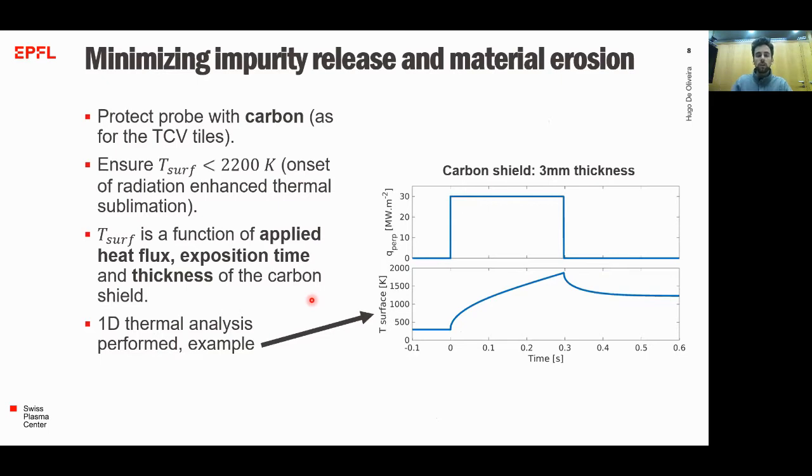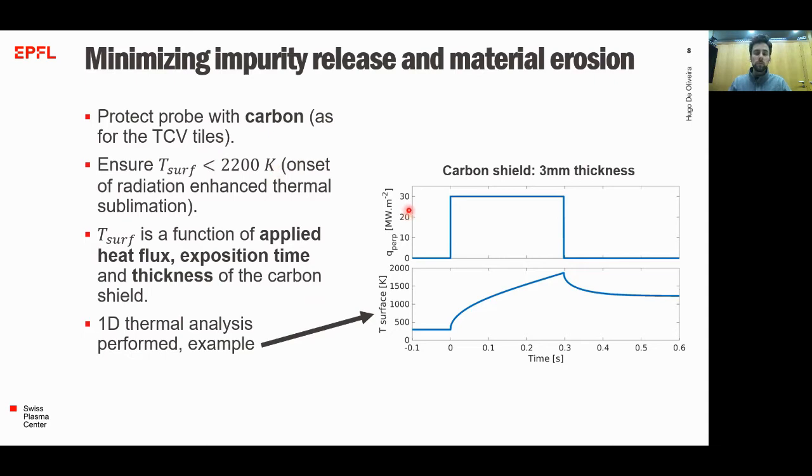Another constraint is impurity. In a tokamak, we don't want too many impurities to be released in the main plasma. In order to do this, first of all, we use a refractory material, which is graphite, similar to all the TCV tiles. And then we must ensure that the temperature at the surface of the graphite remains below the onset of radiation-enhanced thermal sublimation, which is about 2200 Kelvin.